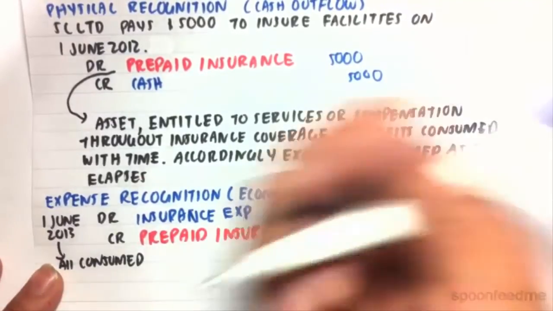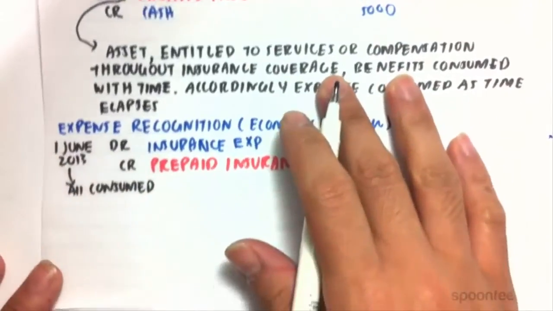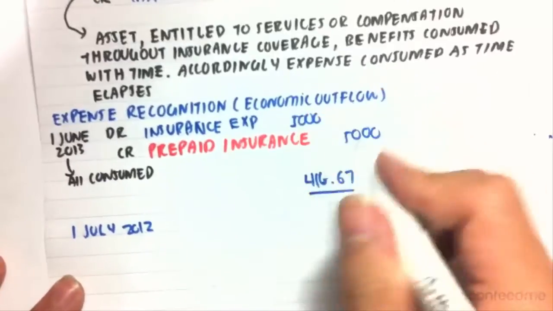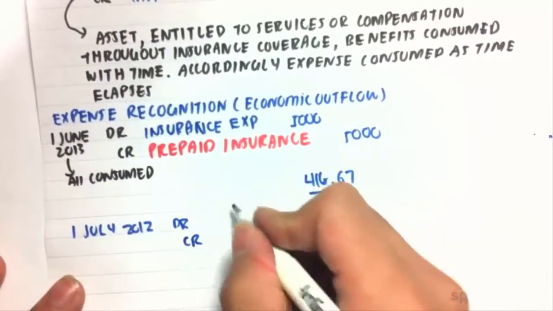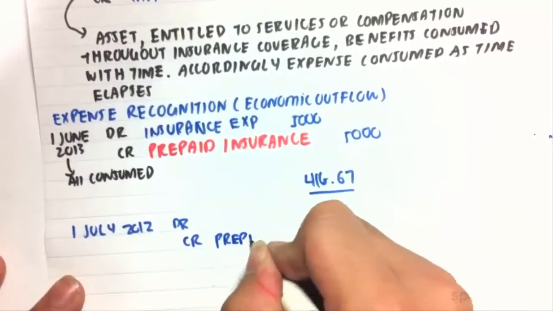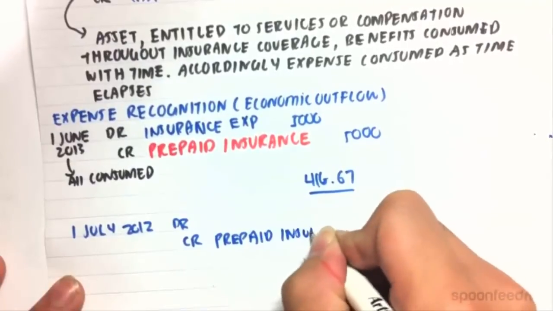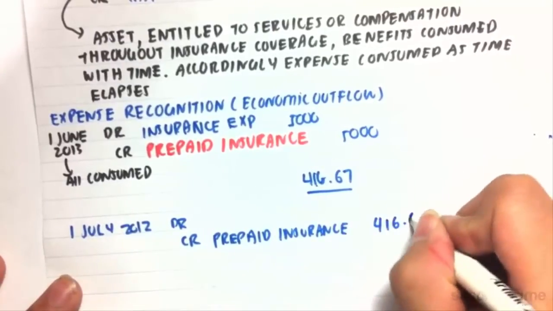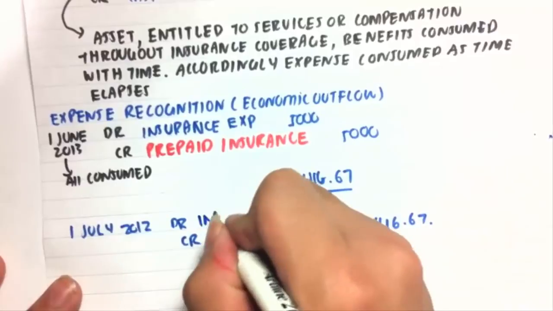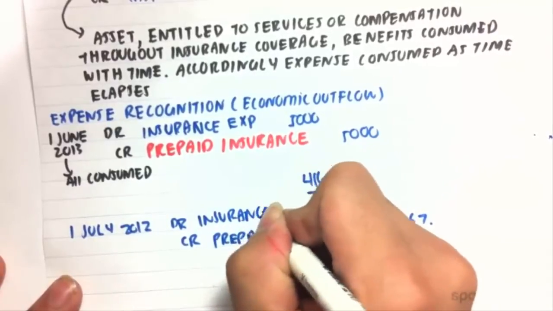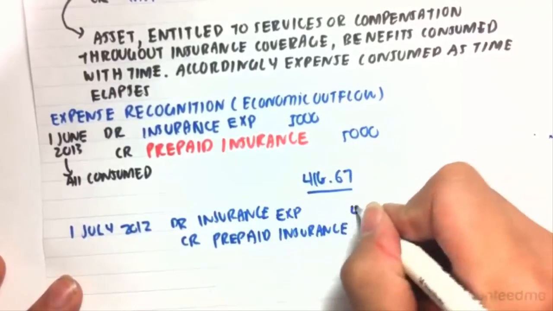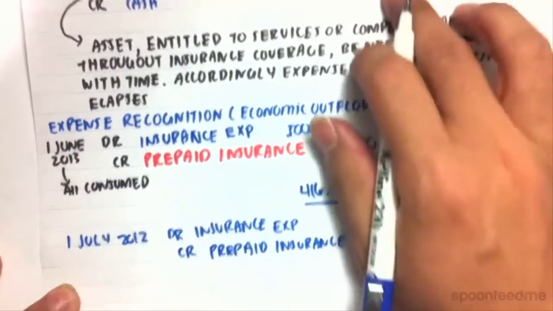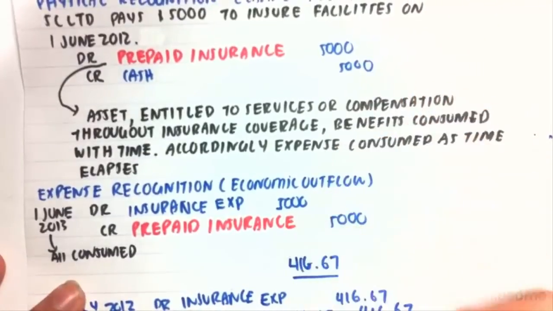So for example, on the 1st of July 2012, we'd have a debit and credit. We'd credit prepaid insurance. So 1/12 has been consumed over that 1 month, $416.67. And then we debit insurance expense, similarly of that much. And that will occur 12 times until this $5,000 balance on the balance sheet will be diminished to 0.